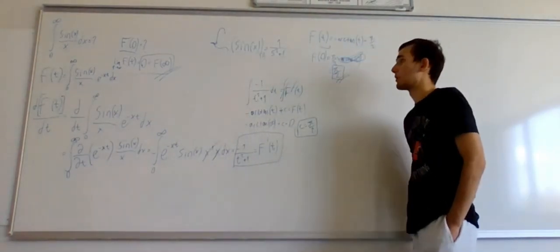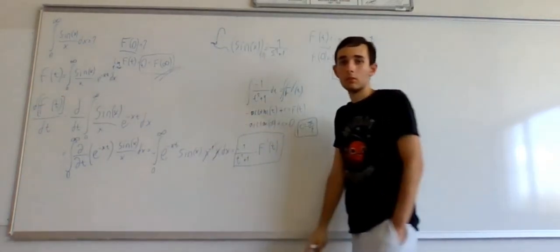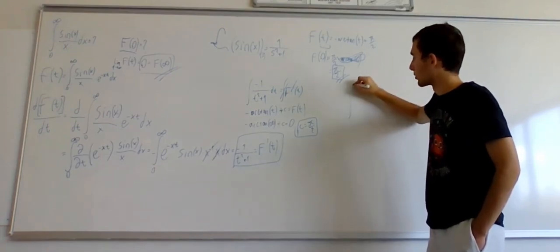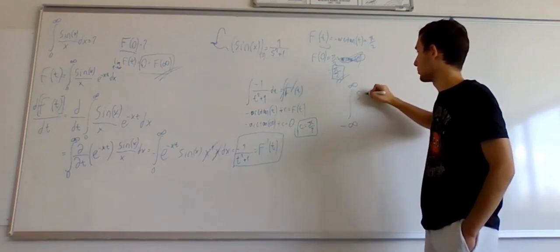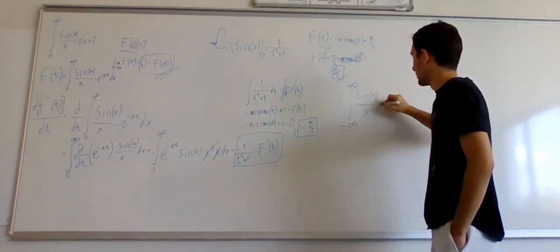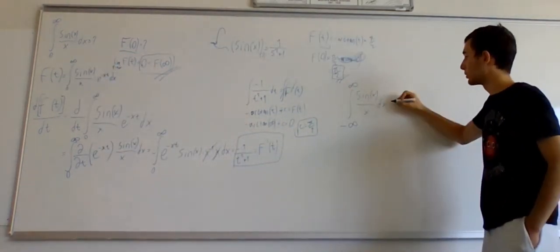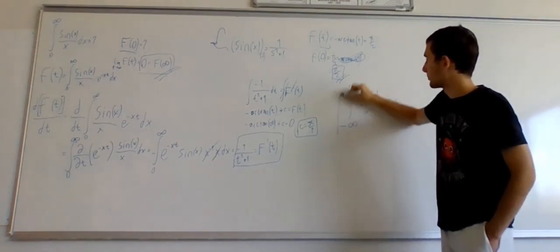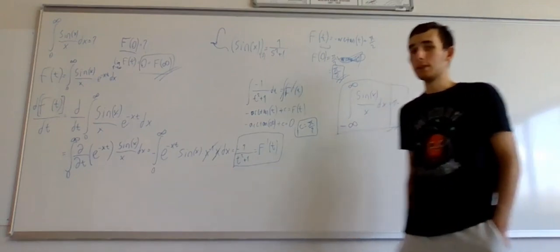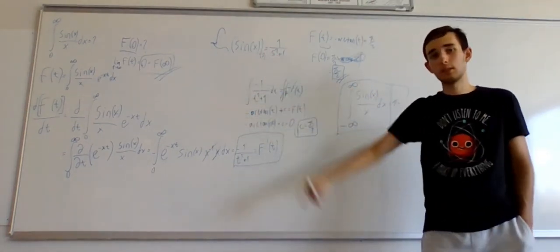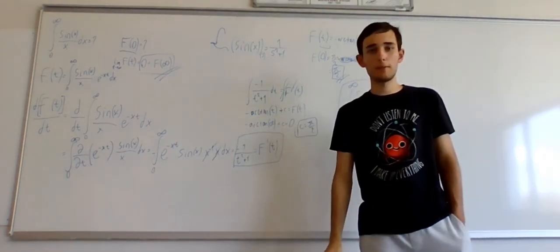Now, as a bonus, since this integrand is an even function, we can say that the integral going from negative infinity to infinity of this same integral is just going to be 2 times this. So 2 times pi over 2 is just pi. So this is a neat little bonus here. And this is how you integrate sine of x over x dx going from 0 to infinity, and from negative infinity to infinity, with the Feynman technique.